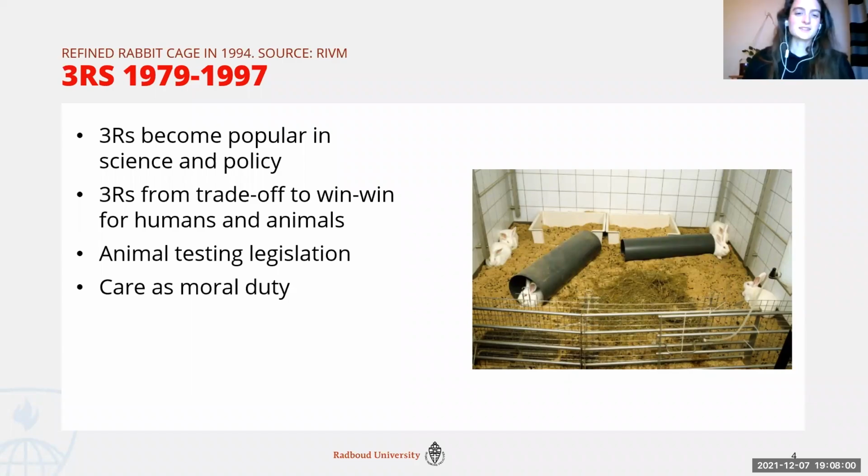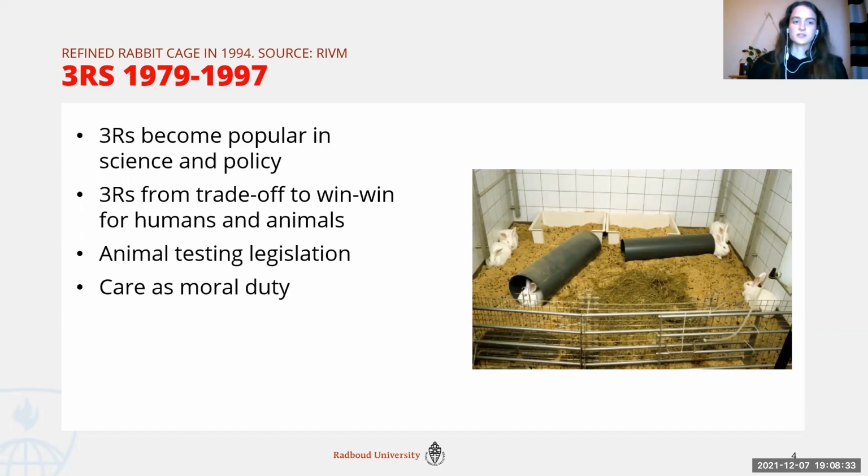As I was saying, care has now become much broader than just preventing diseases, and it has also become a moral duty. So even if promoting the welfare of laboratory animals is not directly benefiting humans, it's still seen as a moral duty to care for them as well as possible within the context of the laboratory. So not so much care that you say, okay, then we don't experiment on animals, because that would be the ultimate way to care for them, of course.